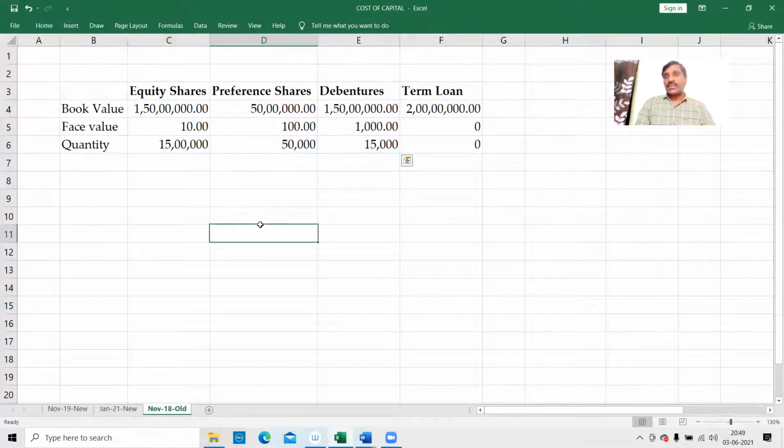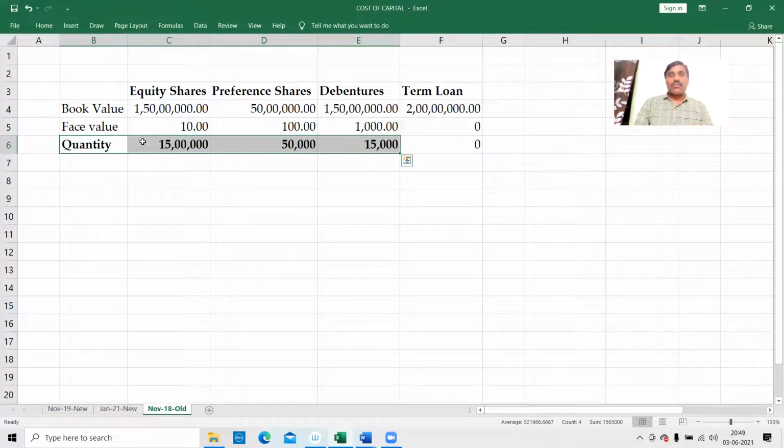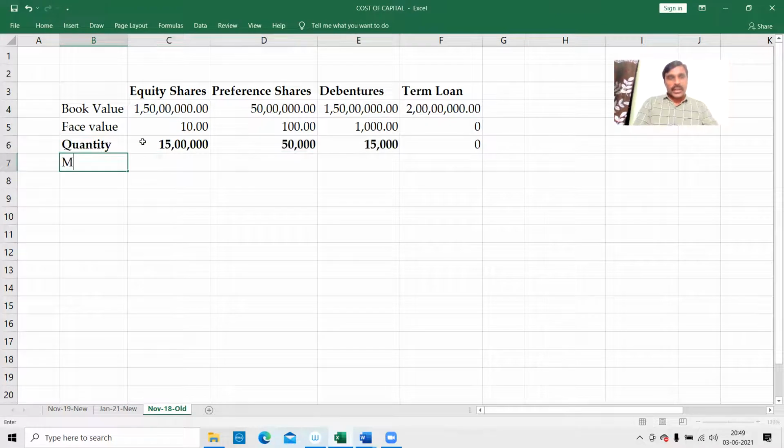Therefore, that should not have decimals. Okay, right? Quantity. This is what we have computed. Next, market price per share. So the next thing is market price.